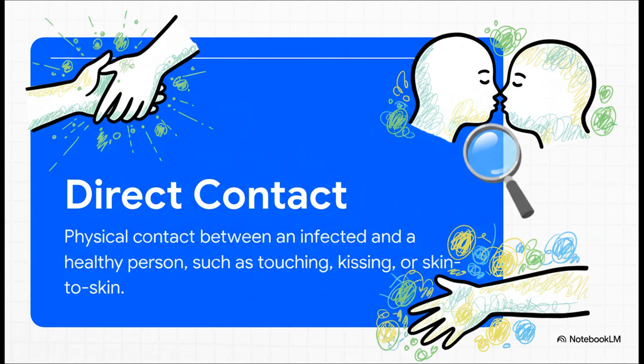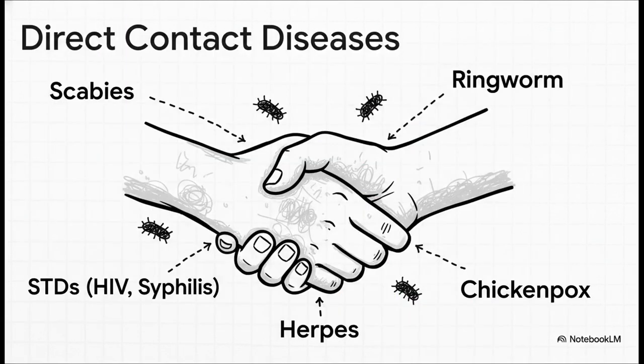A germ spreads because of physical touch. We're talking about anything from a handshake to a kiss. If there's skin-to-skin contact, this pathway is wide open. And you can see just how common this is with these examples. A lot of these diseases, especially things like scabies or ringworm, and of course, STDs, they absolutely rely on this direct physical pathway to find their next home.